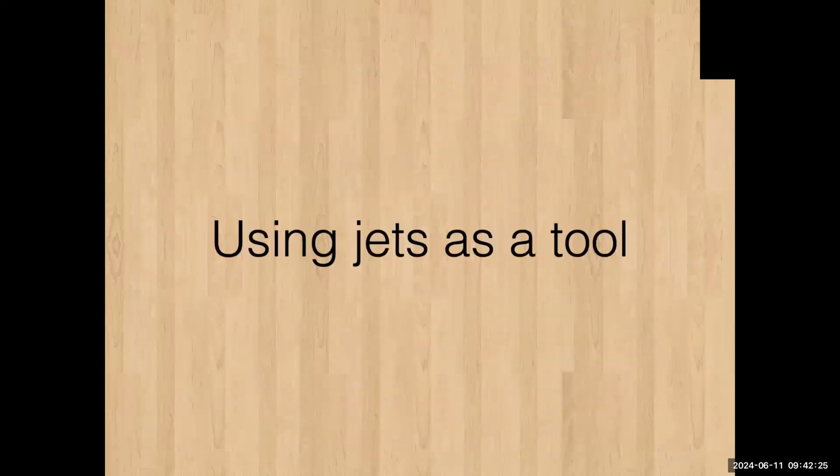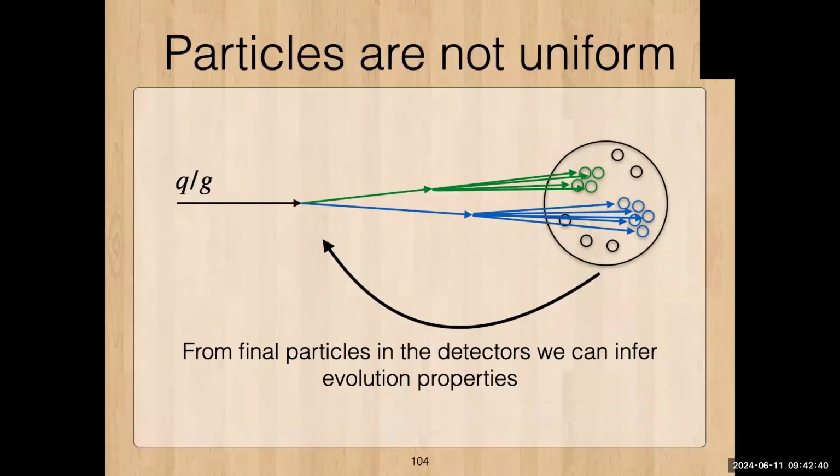Okay. So that's all I want to say about how jets look in heavy ion collisions. Now, let's move on to the next part, which is that we can also use jets as a tool to study different things. The main thing here is the observation that particles are not uniform inside a jet. From how things distribute inside a jet, we can learn a lot about how the shower develops.